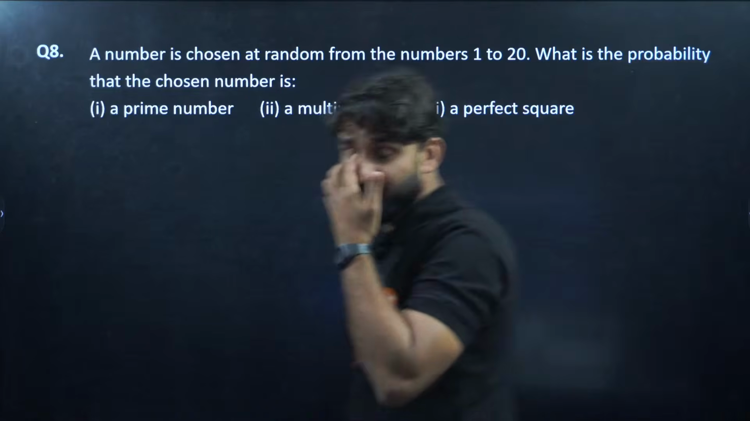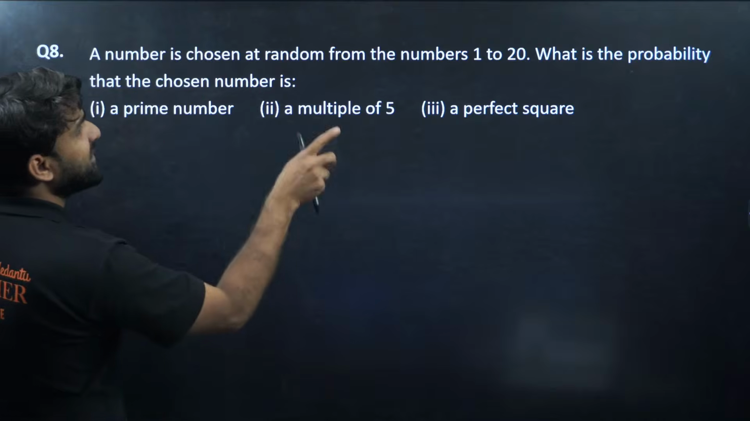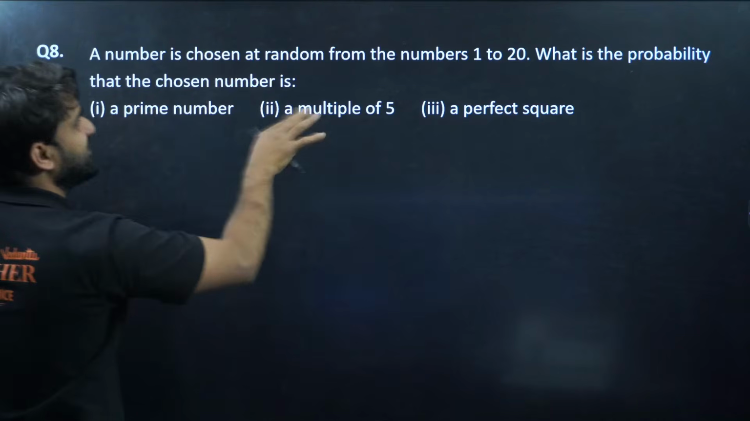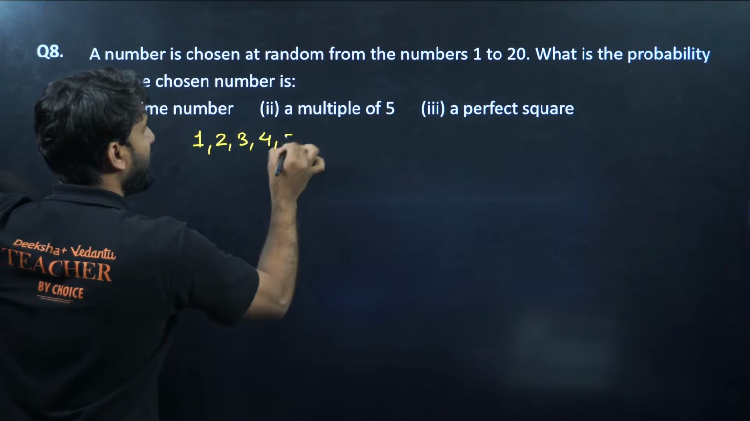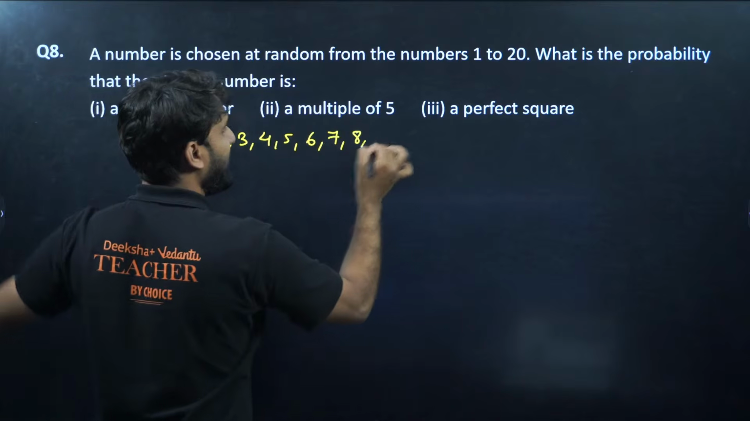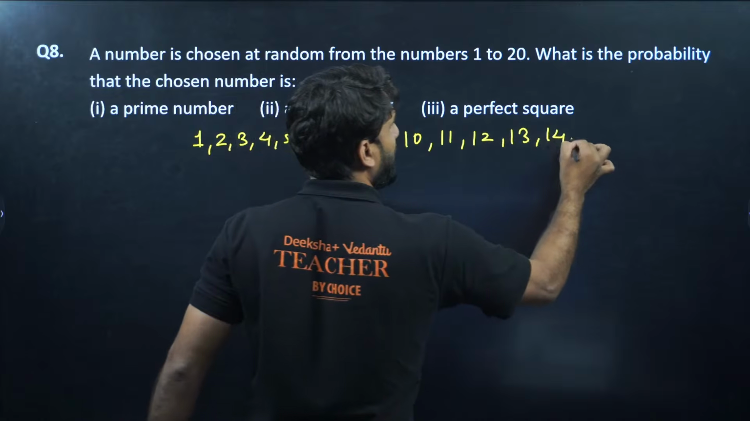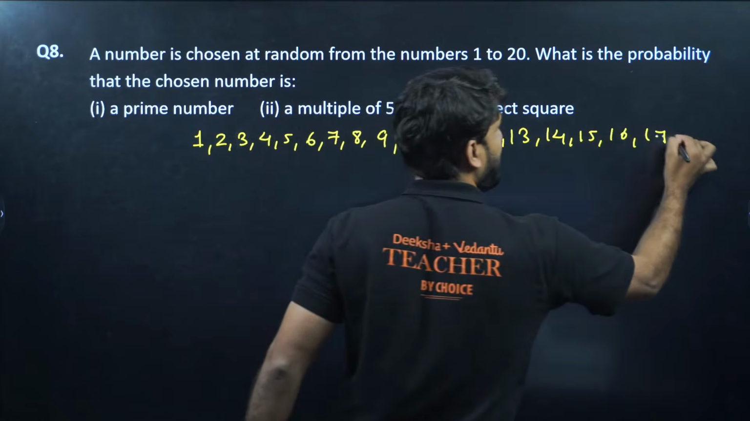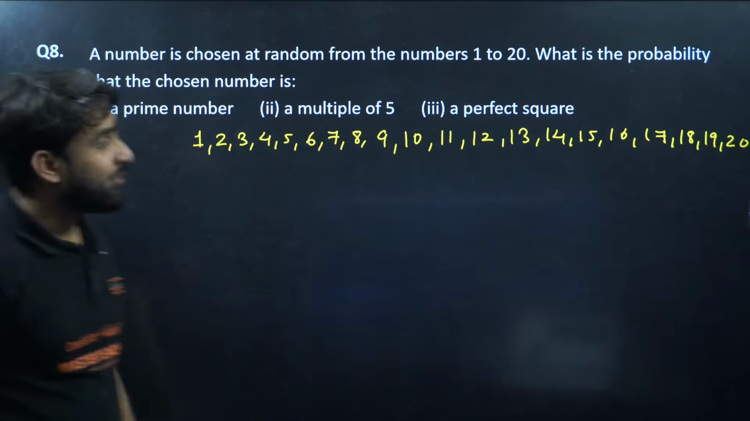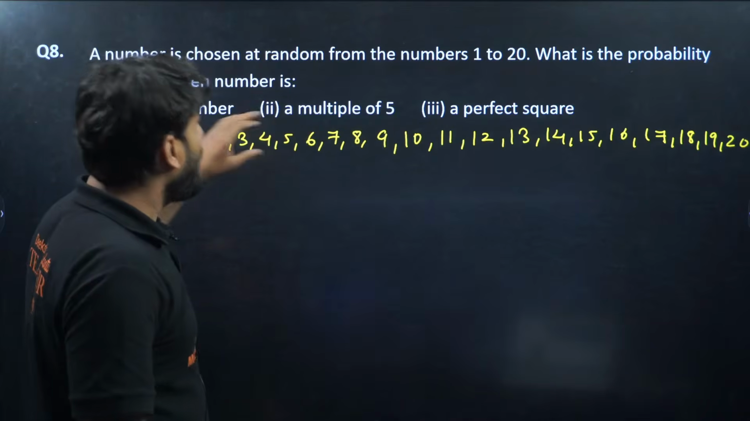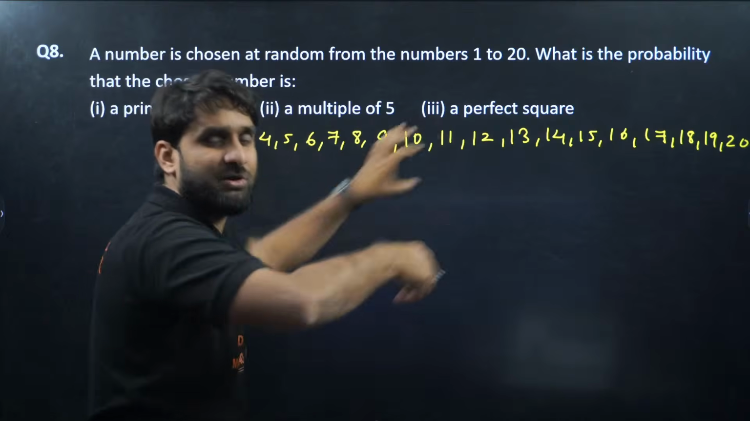Moving ahead, question number 8. A number is chosen at random from the numbers 1 to 20. What is the probability that the chosen number is this? Okay, so there are numbers from 1 to 20: 1, 2, 3, 4, 5, 6, 7, 8, 9, 10, 11, 12, 13, 14, 15, 16, 17, 18, 19, and 20. We have these numbers, and we are choosing a number randomly.